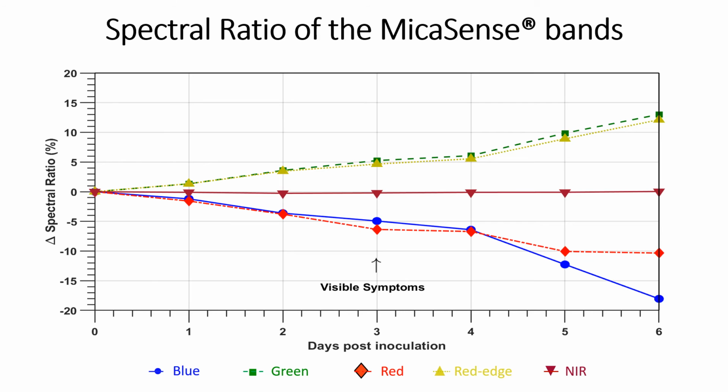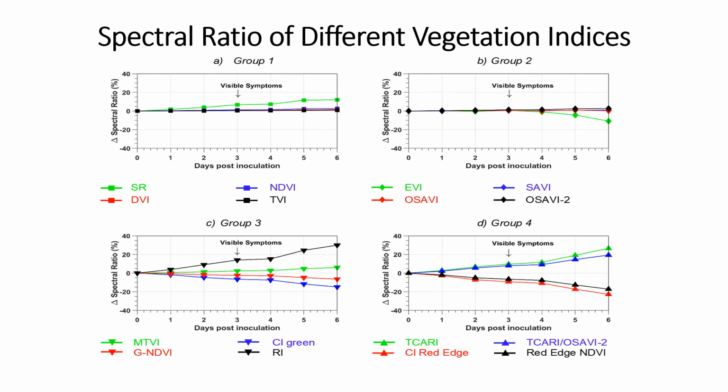3 days after the inoculation, when we see the symptoms for the first time, we have a 5% difference with respect to the day of inoculation. So that means that we should have a 5% difference in the reflectance between an infected and a healthy leaf when the disease is visible for the first time or in the early stages of the disease.